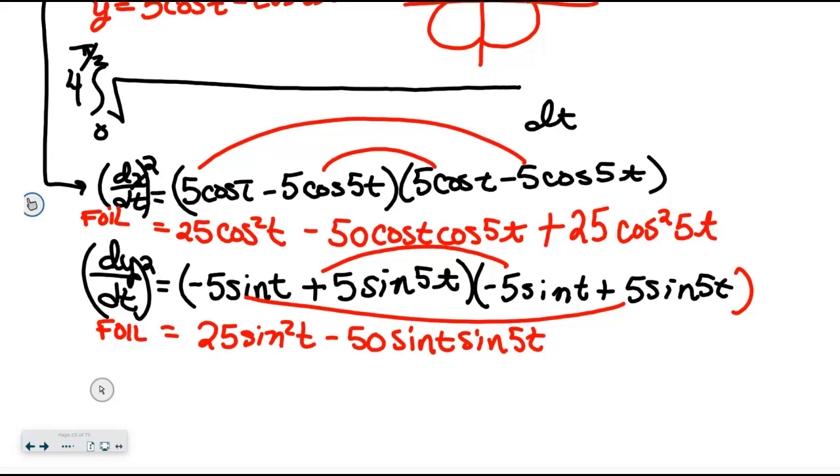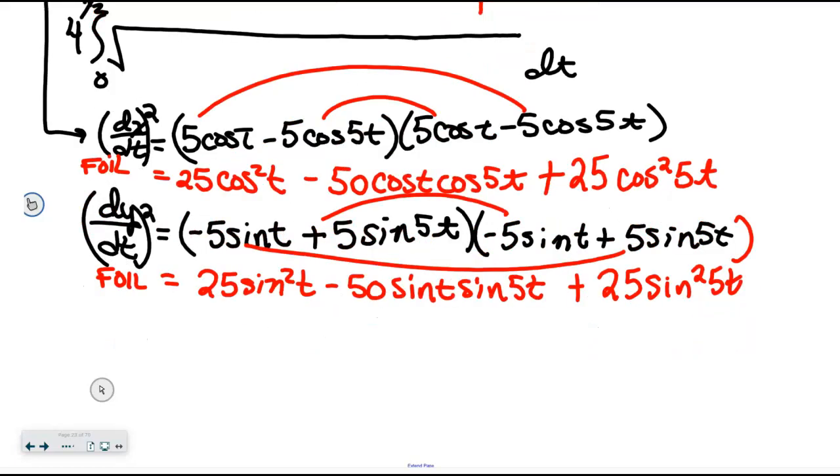I'm going to pause for a second, just repeat what we're doing. Okay? So I did dx/dt, then I did it times itself by FOILing. I did dy/dt, and then now I'm doing it by itself by FOILing. This is my first, outside, insides, and on my last, which would be a 25 what? Sine squared of what? There we go. If you're still with me, hang in there. Okay. So far, nothing's difficult, correct? It looks intimidating. Like, don't show this to anybody who hasn't taken calculus yet. It looks scary.